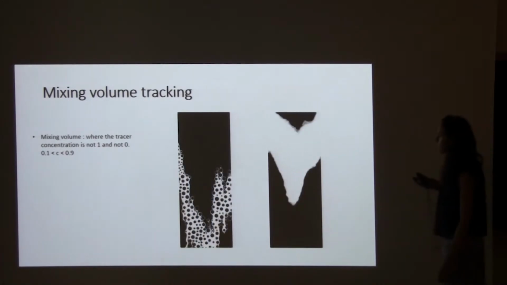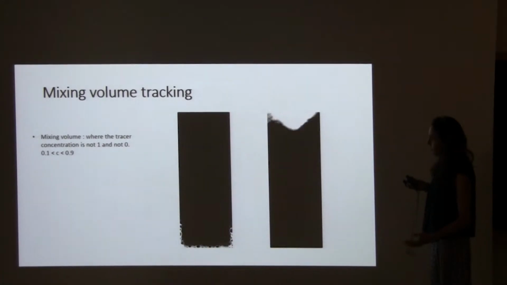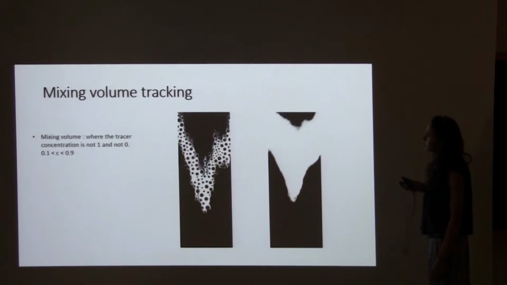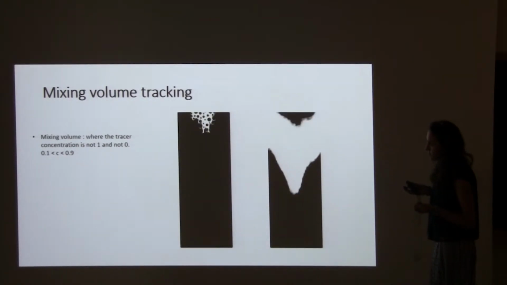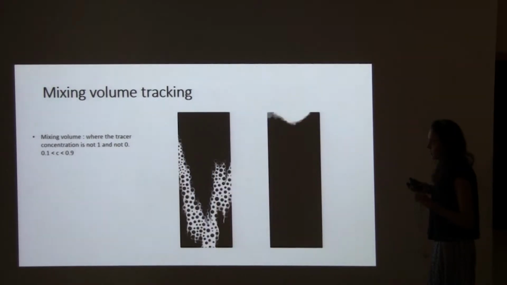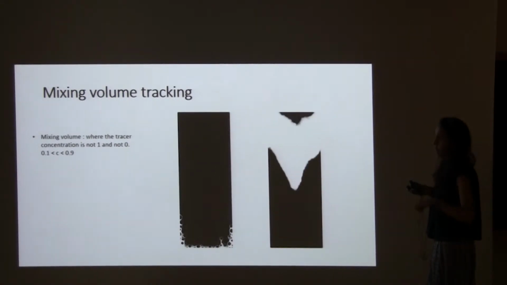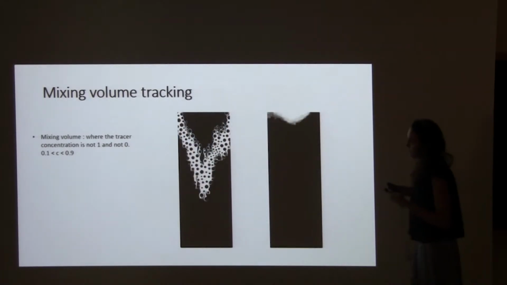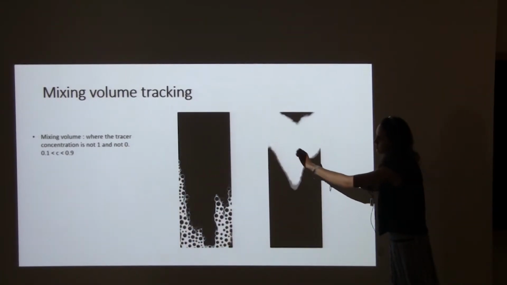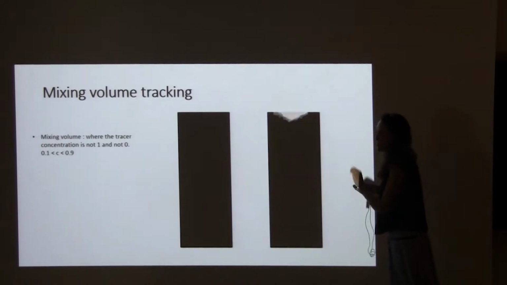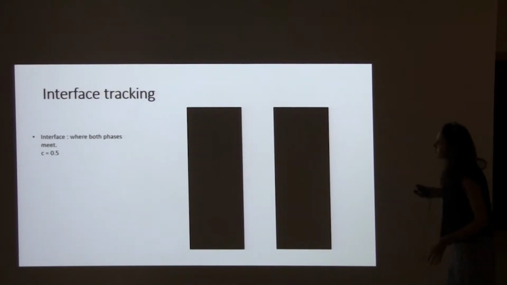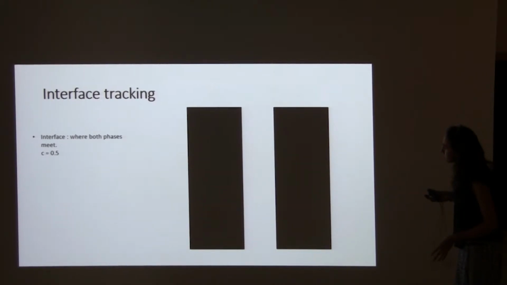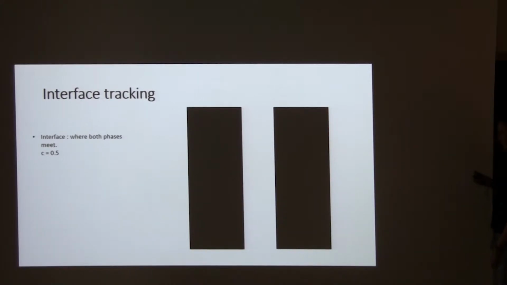And what did we measure to compare both experiments? We measured the mixing volume. If you consider that the tracer concentration is 1 and where you have no tracer is 0, we kept only the volume between 0.1 and 0.9. So that's what we obtained. And here, no, we don't see anything.